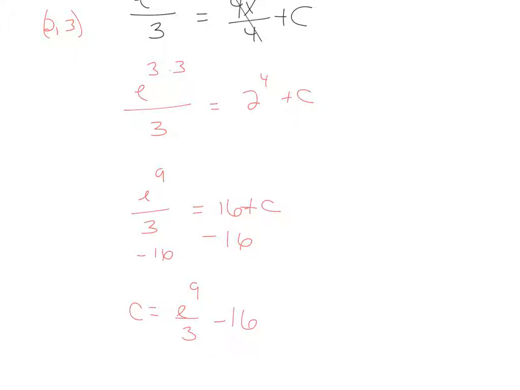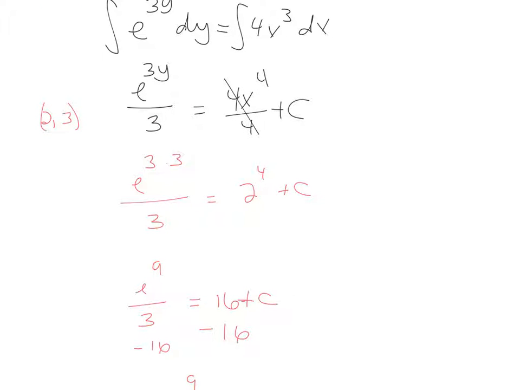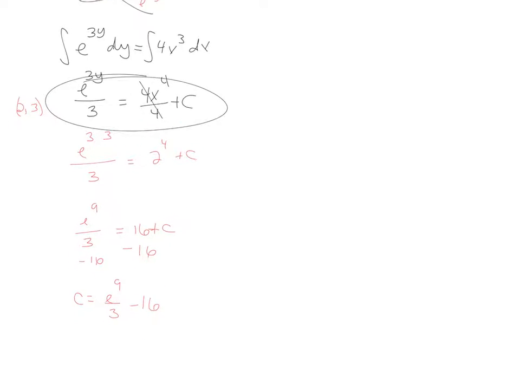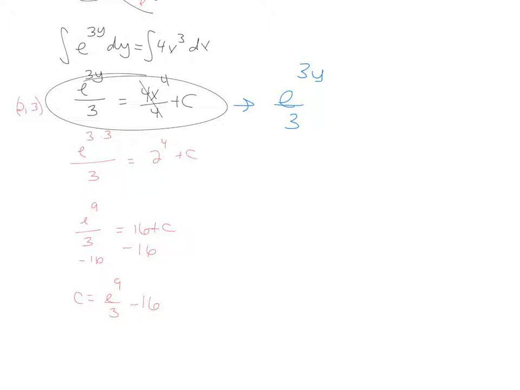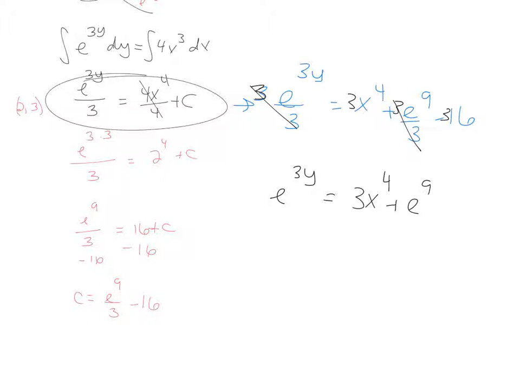So what I'm going to do is put that c value up here into this part right here. Alright, so this is going to become e to the 3y over 3 equals x to the fourth plus e to the ninth over 3 minus 16. I'm going to multiply by 3 on each piece here. So the 3s cancel, and I get e to the 3y equals 3x to the fourth plus e to the ninth minus 3 times 16, which is 48.